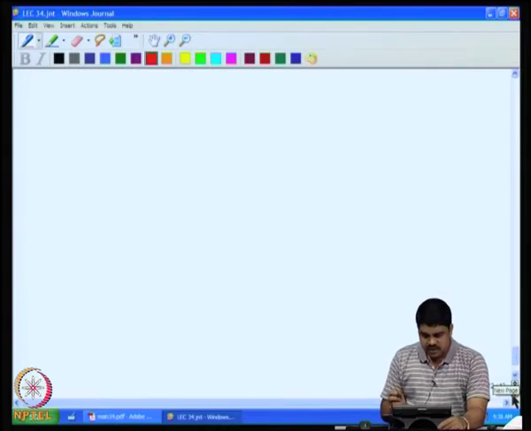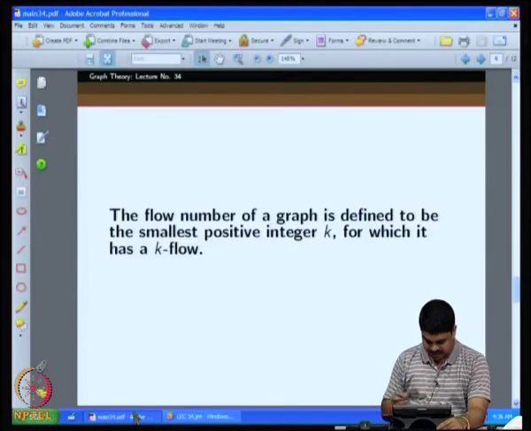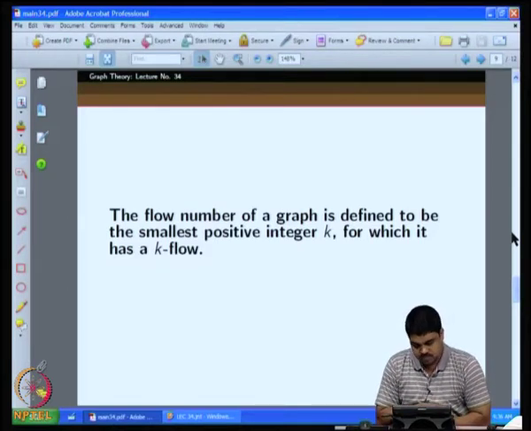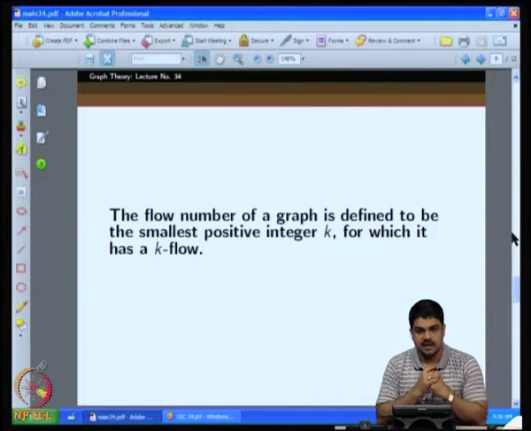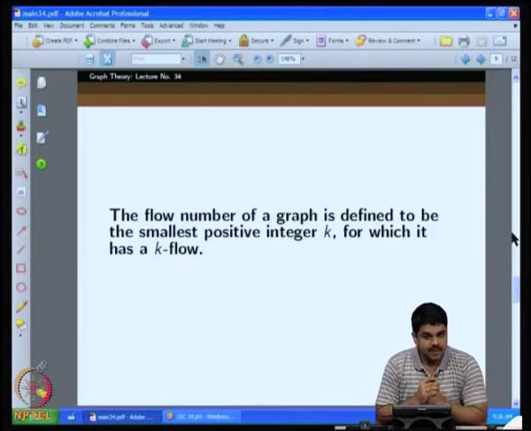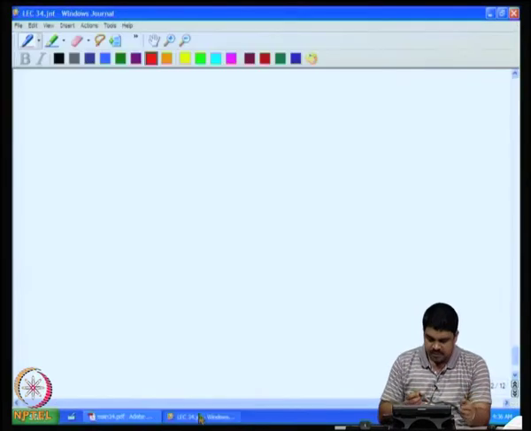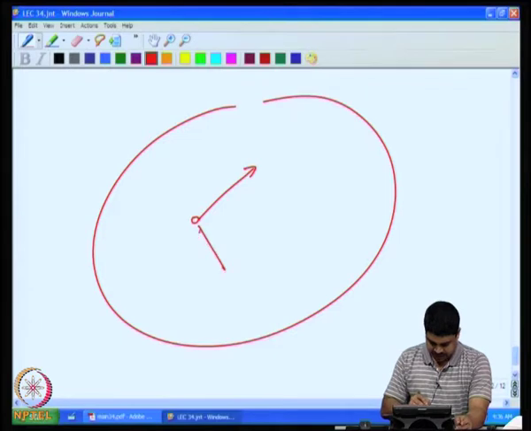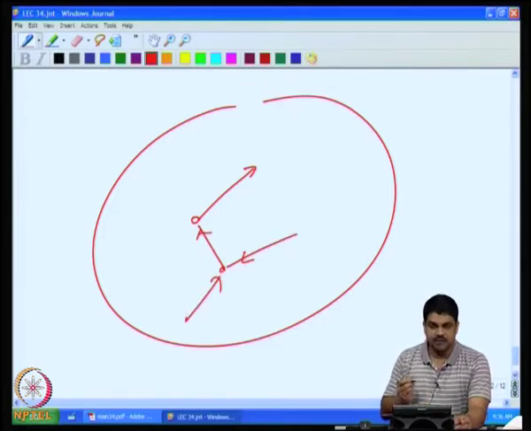Now, when we come to k flows, the next main concept is the flow number. The question is, given a graph, what is the smallest positive integer k for which it has a k flow? Why am I talking about a graph, not a digraph, now? Because the orientation does not matter anymore. For example, suppose you have a graph and each edge is given a direction, and then there is a k flow. Then we can show that for any different orientation also we have a k flow.